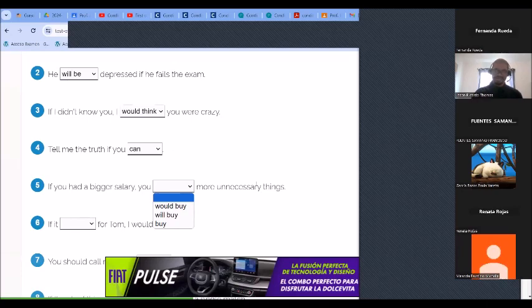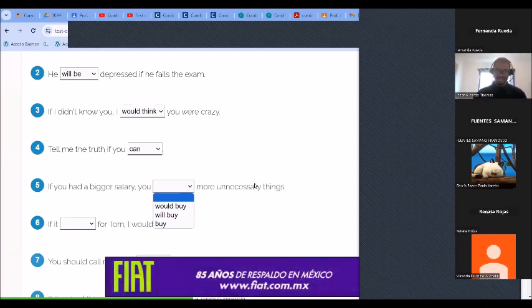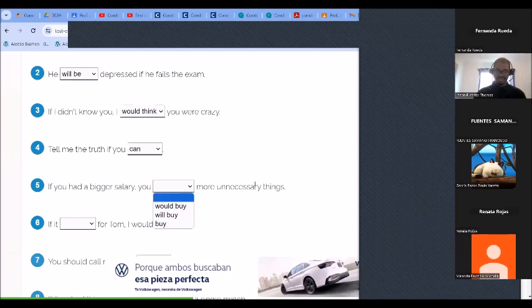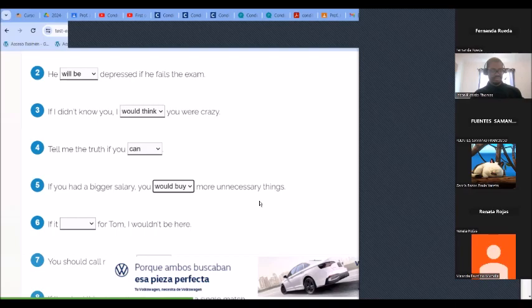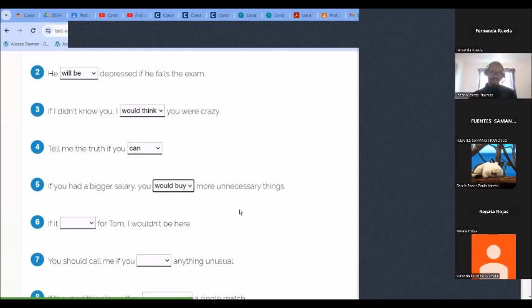If you had the salary, you will buy more unnecessary things. You would buy. Past over here, so we use would over here. Repeat with me. If you had a bigger salary, you would buy more unnecessary things. Yeah, I kind of think it's true. Unnecessary things because you have more money.